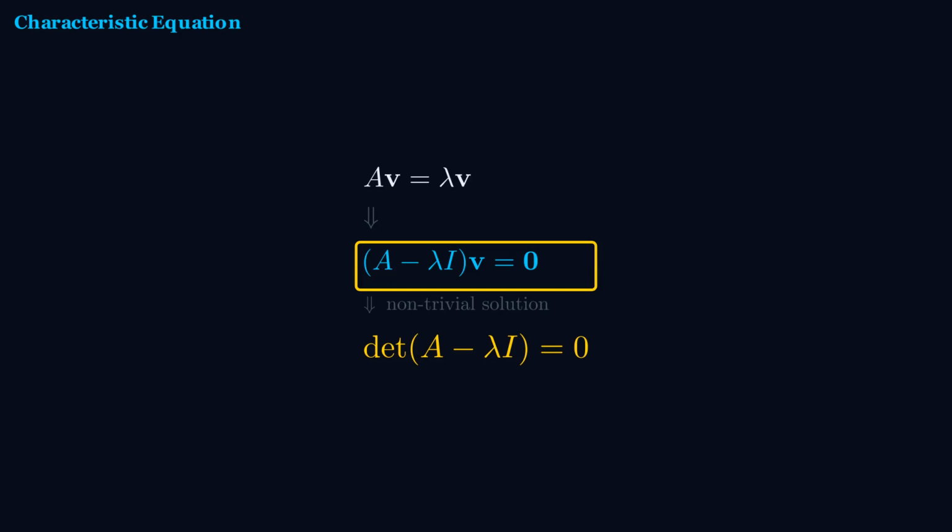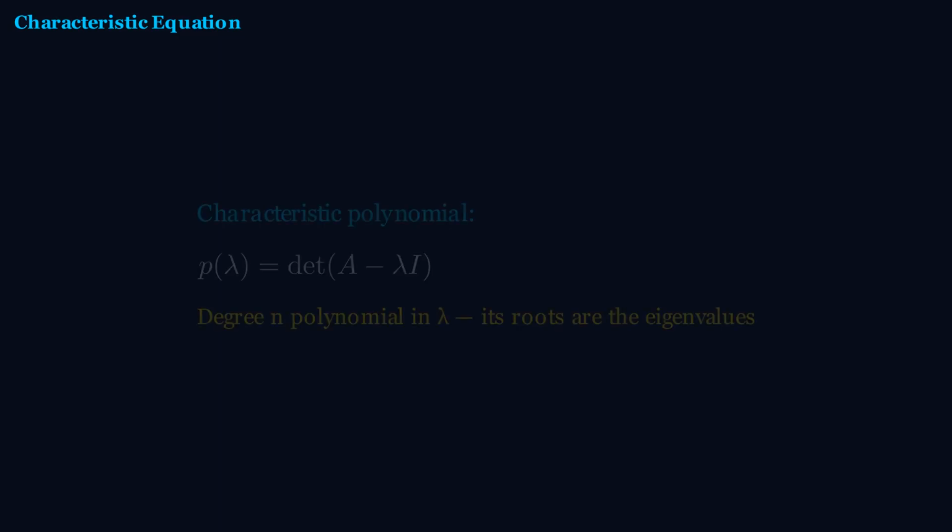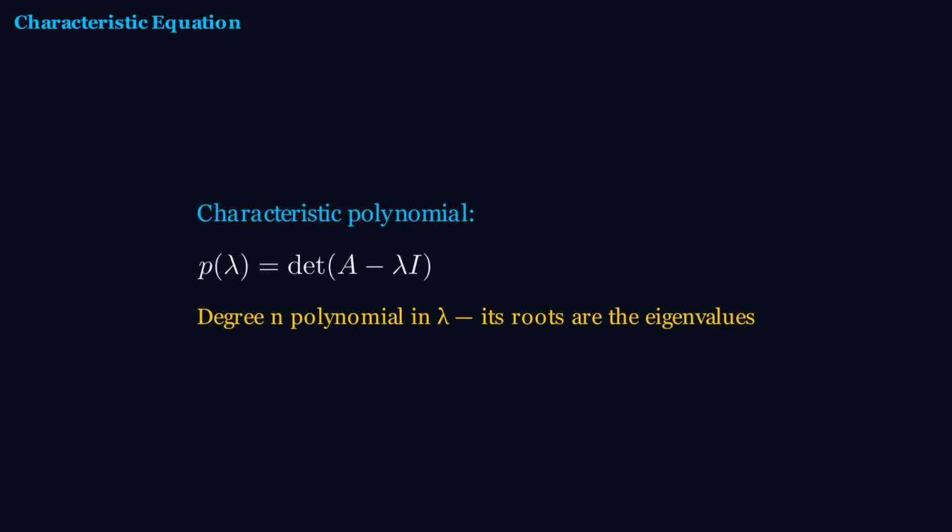Start from the equation A V equals lambda V. Rearrange. A V minus lambda V equals 0. Factor out V using the identity matrix. A minus lambda I, all times V, equals 0. We need non-zero V in the null space of A minus lambda I. This requires A minus lambda I to be singular. A matrix is singular exactly when its determinant equals 0. So the eigenvalues are the values of lambda that make the determinant of A minus lambda I equal to 0. This is called the characteristic equation of A.